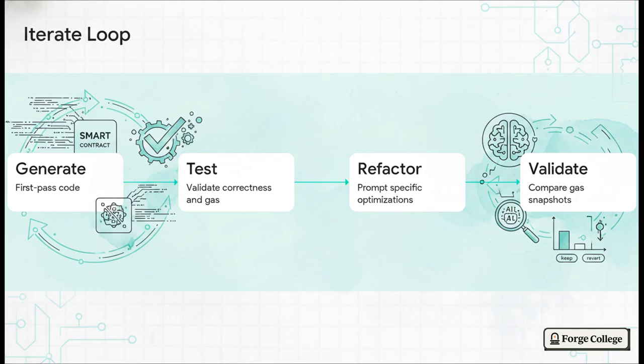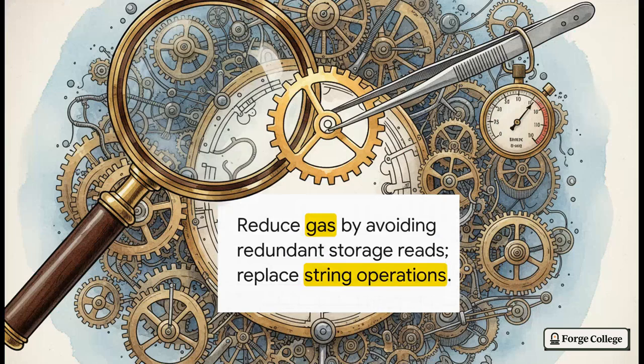And finally, step 4, validate against a gas snapshot. Did it actually save you gas? Awesome. Keep it. Did it suddenly get way more expensive? Scrap it and revert. Now, a quick word of warning for when you hit that refactor step.